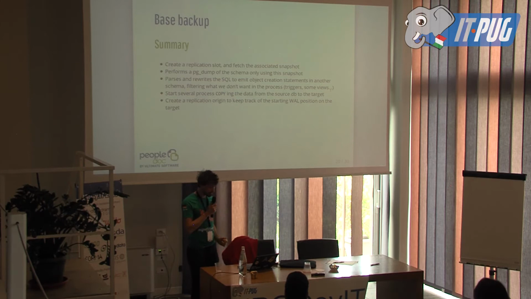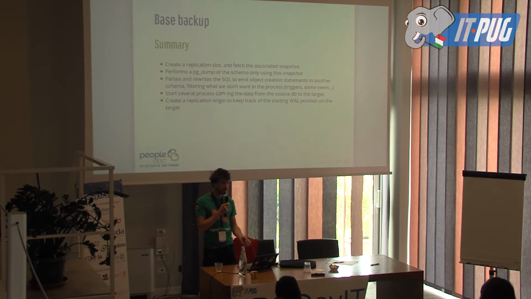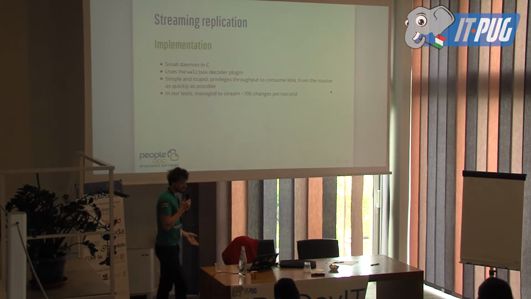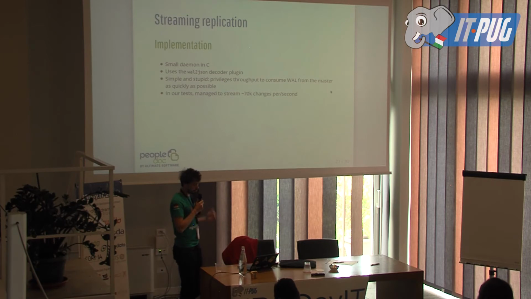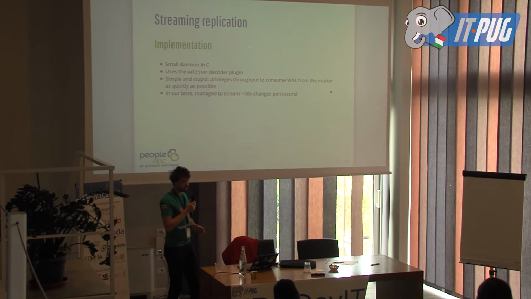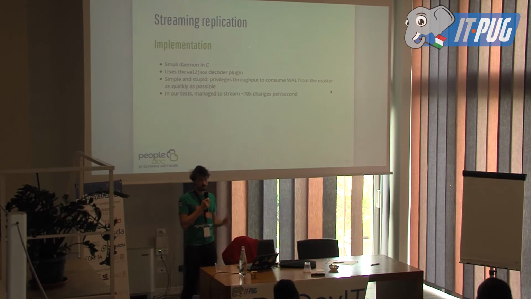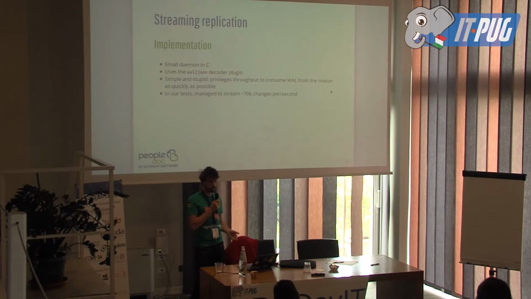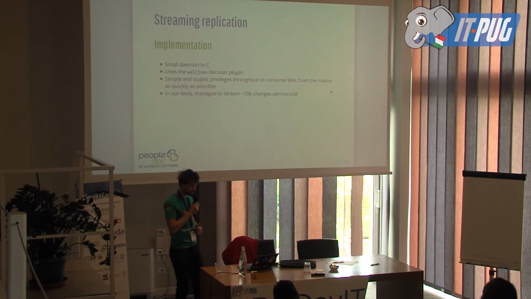So for the next part, the replication itself, we know on the target database the point in the WAL we need to resume from. The second part is a streaming replication daemon. It's a small daemon in C, as simple and as stupid as possible. What we wanted was to have as little impact on the primary server as possible, so we wanted to consume the WAL as quickly as possible to not have WAL piling up on the primary server.